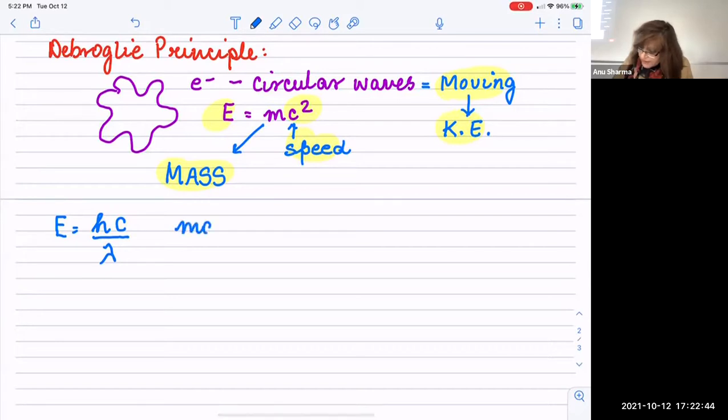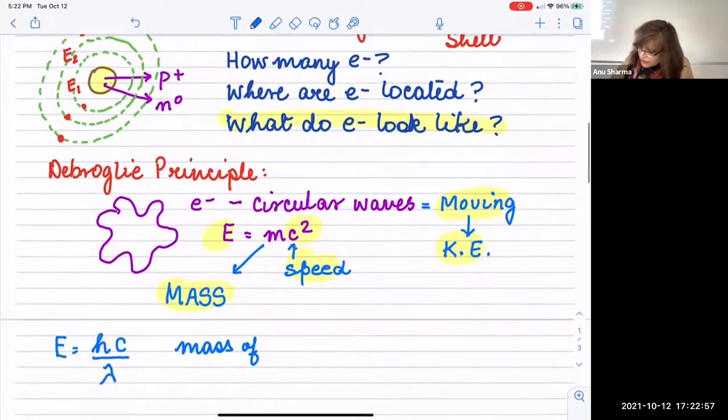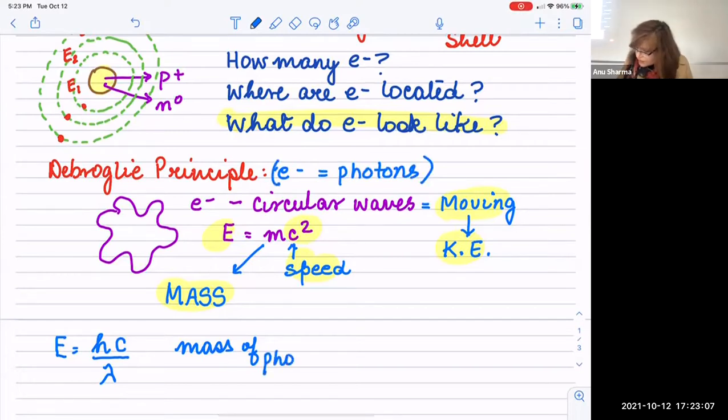How do we determine the mass of the photon? Just the speed is not enough, so we need to know more. How do we know the mass of a photon? Basically, electrons, because they are moving, he looked at them as photons. That was his thought. So the mass of a photon, how do you quantify that? How do you get that?